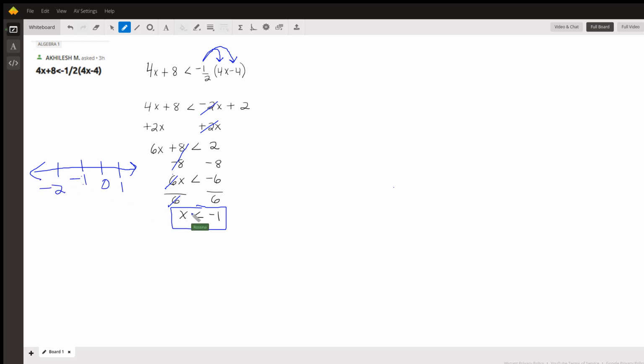So what this solution is telling us is that you can plug in anything for x as long as it's a number less than negative 1, which means that my solution is from negative 1, open circle, because it does not include negative 1, and any number to the left, less than. That's the whole meaning of this. And that will be your solution.